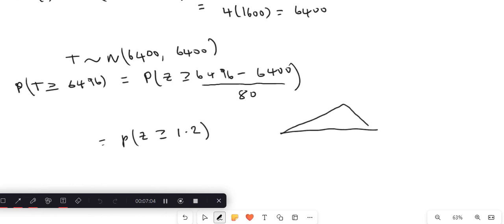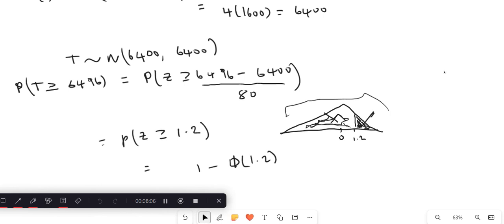I always like to do a sketch. So we have 1.2 over here, and the probability that I want to find should be on this side, greater than 1.2. I want to find the probability that Z is greater than 1.2, so we want this region. In order to get this, I'm going to say 1 minus phi of 1.2. Phi of 1.2 gives me the cumulative probability up to 1.2, so it gives me this region, and I'm going to subtract that probability from the overall amount of 1 to get what is remaining here.